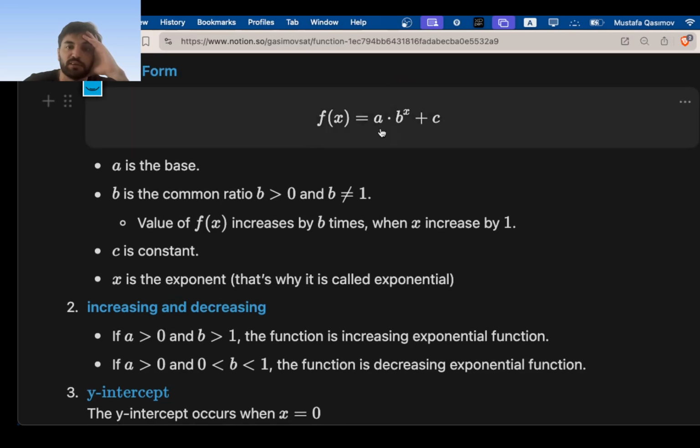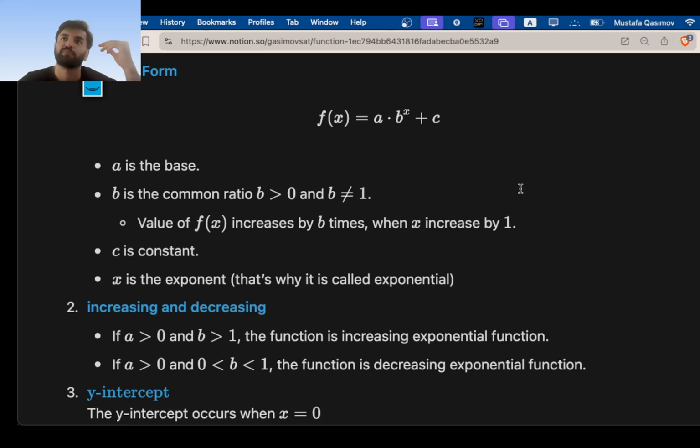The forms are different. It can be a times b with power of x. It can be like that. It can be a times b with power of x over n.